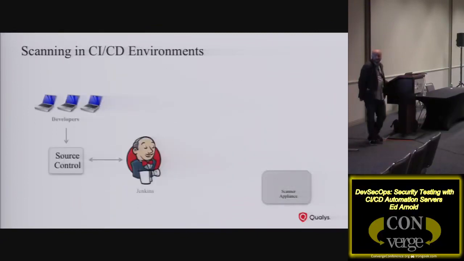So how does it look? Developers are going to check in to some sort of source control. In this case, we have Jenkins. Jenkins is going to see that change or that code, or they'll manually inform them that there's new code.